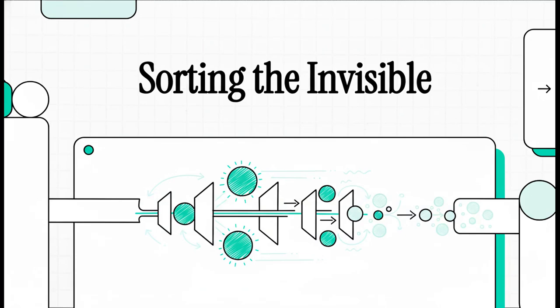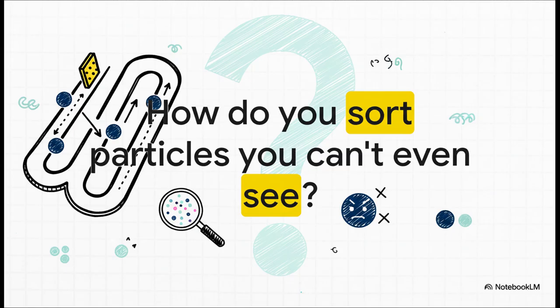All right, let's jump right in. Today, we're going to talk about something pretty wild: sorting the invisible. We're going to unpack the really clever physics that engineers use to separate microscopic particles that are literally all around us all the time. I mean, think about it. How on earth do you sort particles that you can't even see?